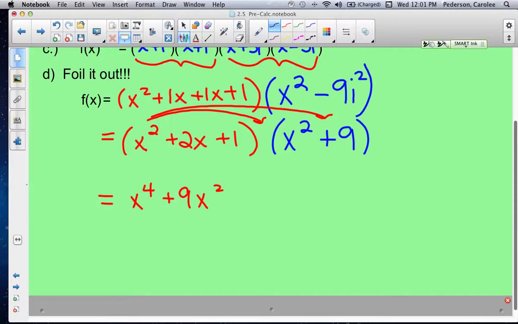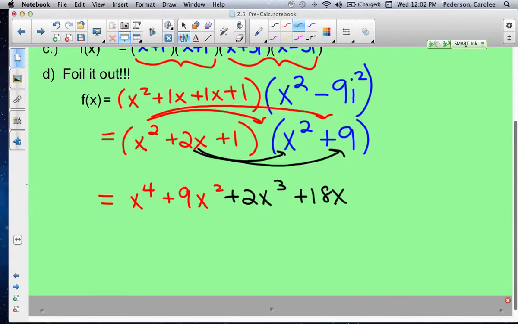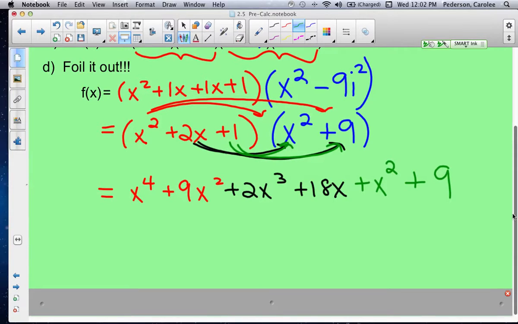Then I'll take the second term, 2x, and multiply it to those two. So 2x times x squared is 2x cubed. And then 2x times 9 is 18x. And then my last one, 1 times x squared is x squared. And then 1 times 9 is 9. Now I just have to clean up any like terms and make sure it's in descending order, so it's standard form.